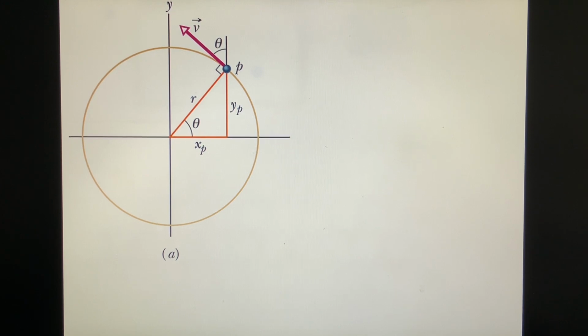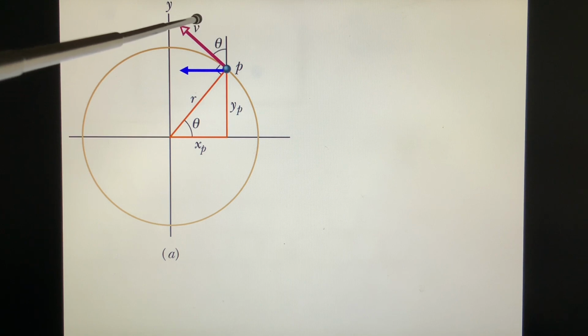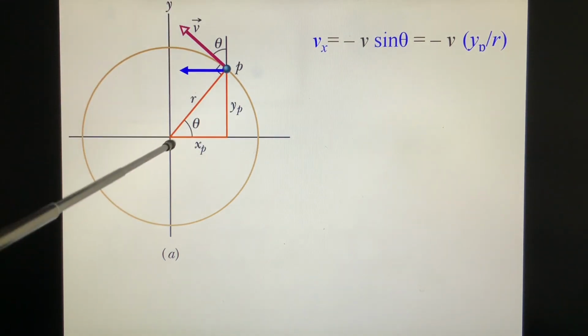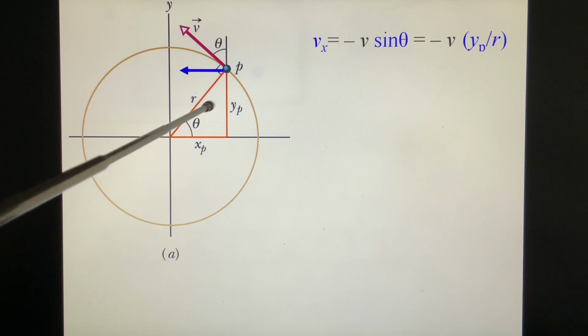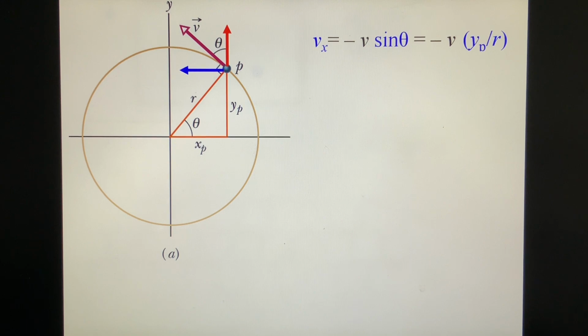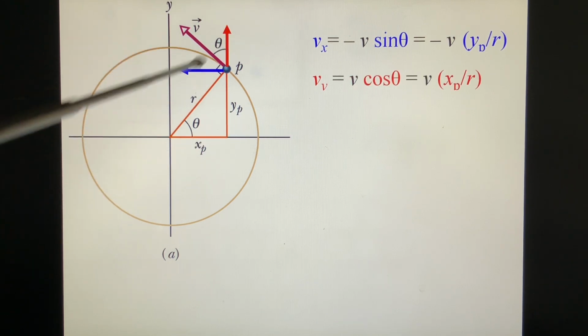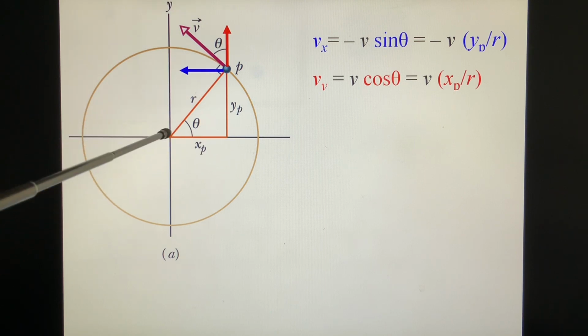Okay? Now let's see Vx. Vx here is minus V sine theta. Right? The direction is minus. And what is sine theta? Look at this triangle. Sine theta equals yp over r. Next, Vy. Vy is V cosine theta. And cosine theta in this triangle is xp over r.